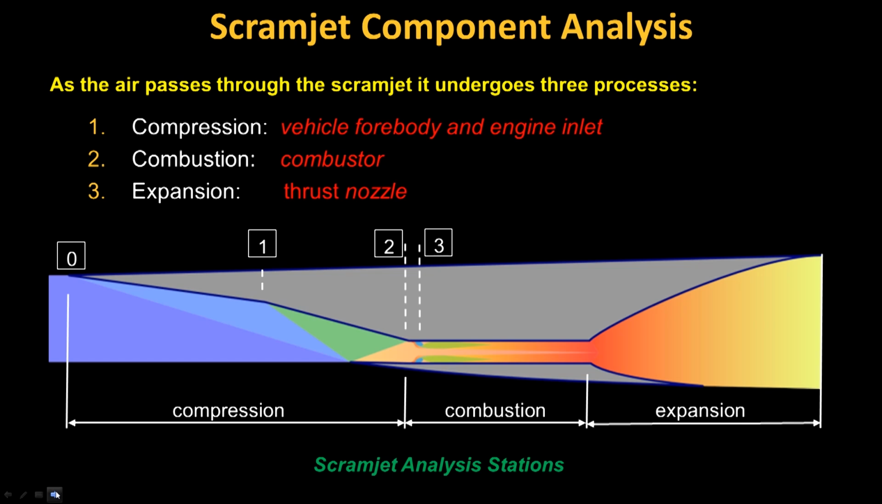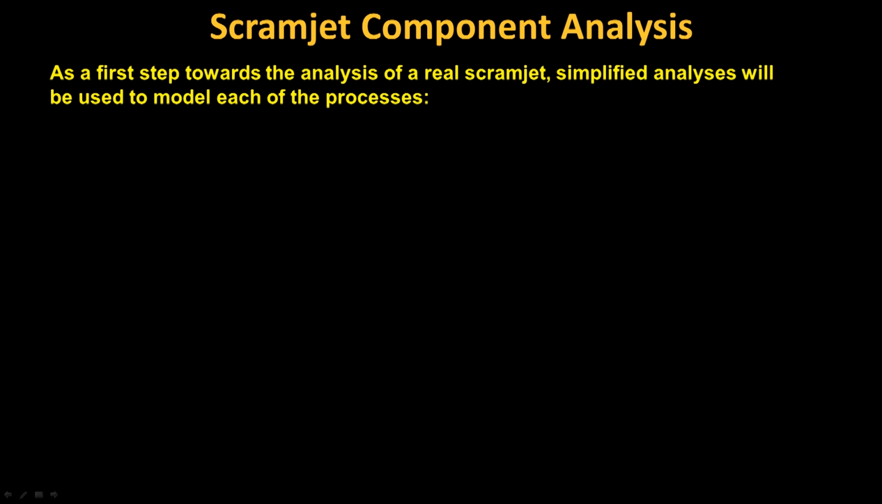Station 3 is where the primary fuel injection occurs and defines the start of the combustor. Station 4 is the end of the combustor, and in most instances defines the end of the combustion process. In a scramjet, we go straight to station 10, which is at the exit of the vehicle. Stations 5 to 9 are not needed for scramjets. As already mentioned, analysis of airflow through a scramjet can be very complex. As a first step towards doing this, we will use some of the methods presented in earlier parts of the course as a model for each of the processes.